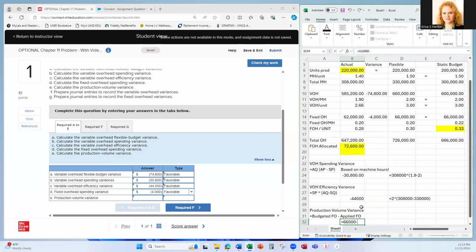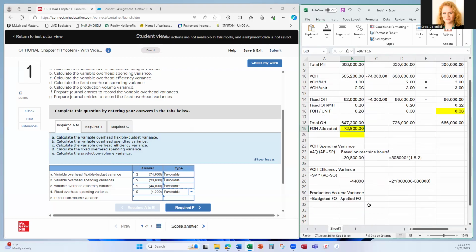Hold on a second here. Let me just look at what I did there. That was the 220. Yeah. Okay. Yep. So sorry, budgeted, we had 66,000 minus the applied amount of 72,600, which we already calculated.